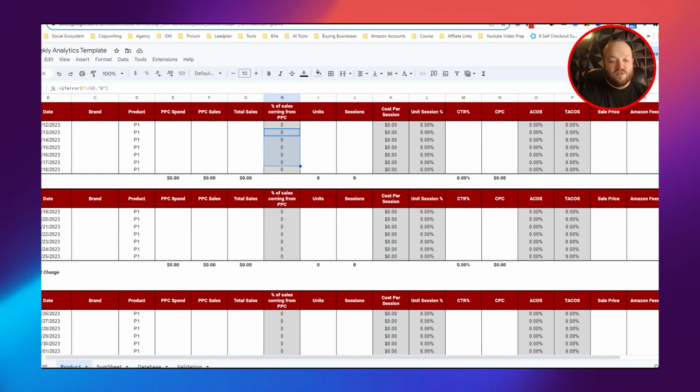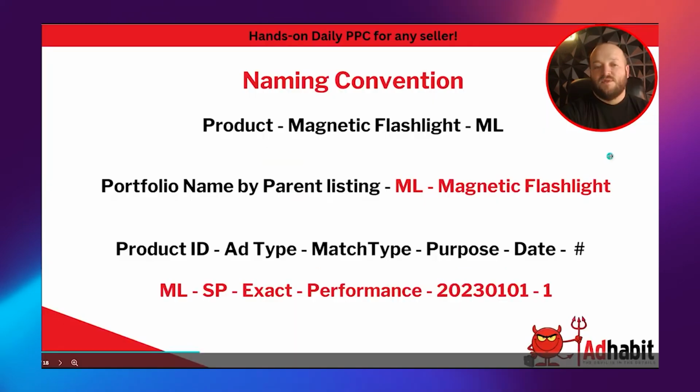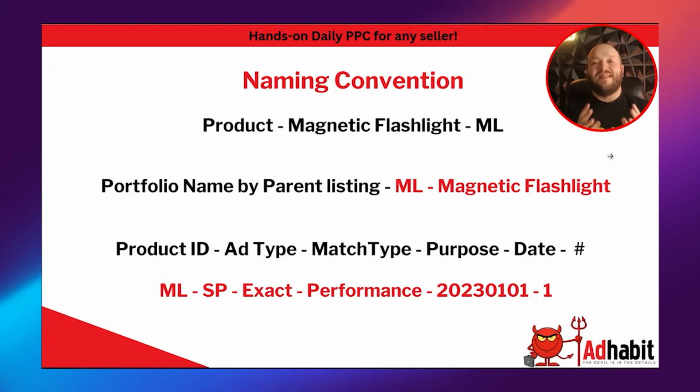And what you could do is just copy this tab if you have multiple products and you want to track multiple products. All right, so getting into the next screen here, we're all about naming convention. When you're setting up your naming convention, there's tons of different people that talk about it. There's a lot of different ways you could do it. But the bare minimum for me is what's below.